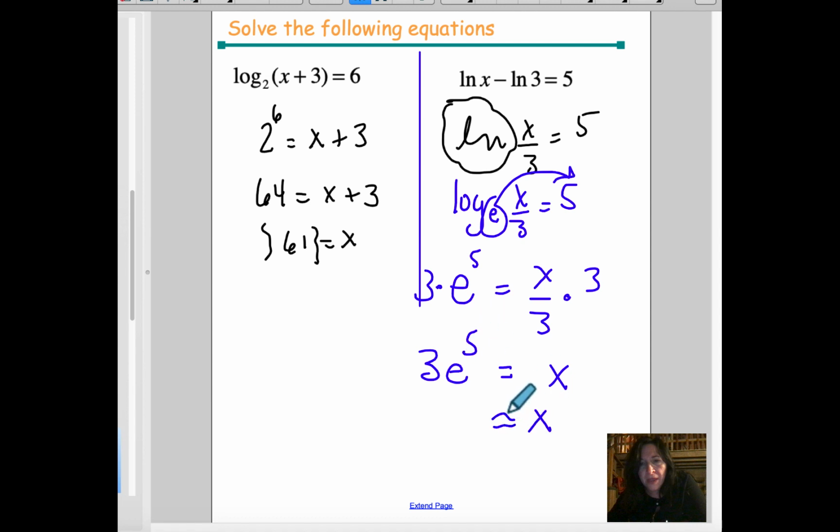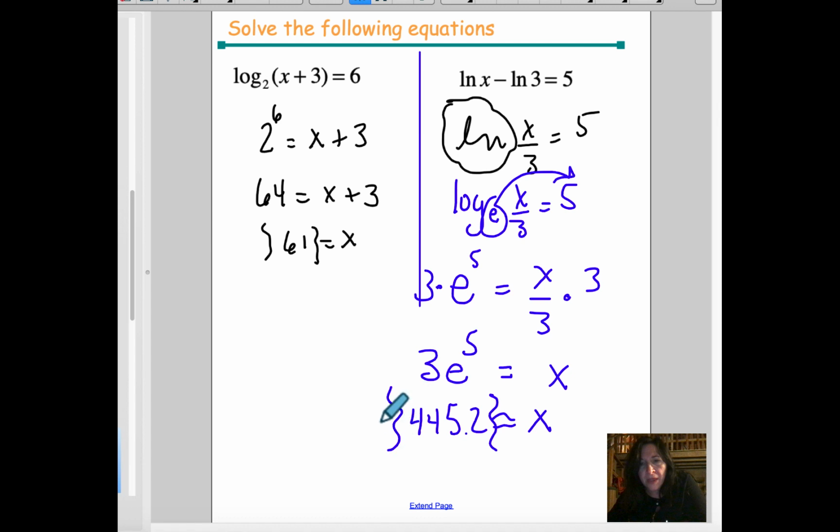And, you know, that's pretty simple just to plug in your calculator. You're just going to go 3 and then type in e, which is, oops, that's so simple. And then type in e to the 5th power, 5, and then press enter. 445. So that is approximately 445.24, something like that. Okay, 445.2. We'll say good enough.